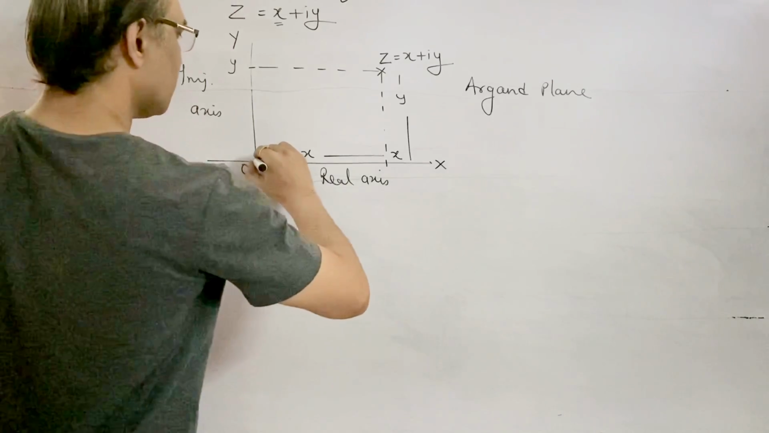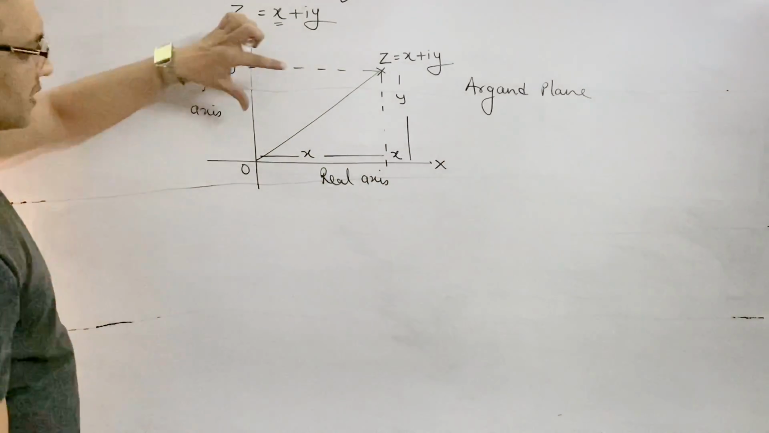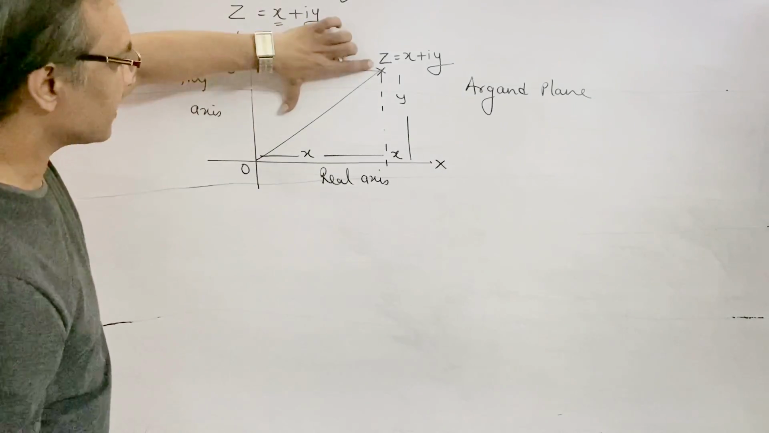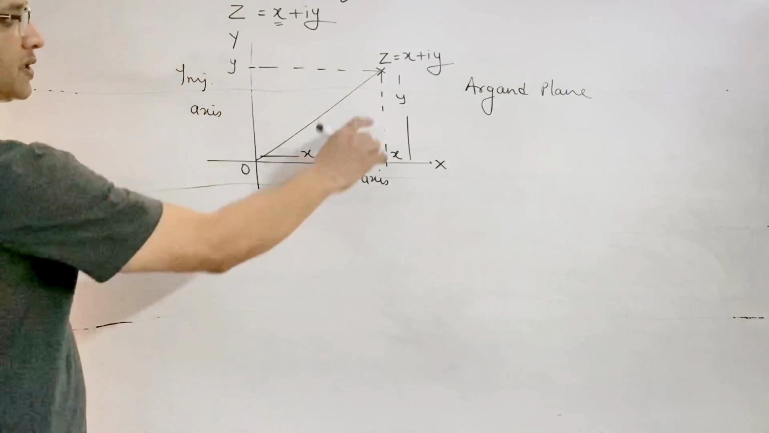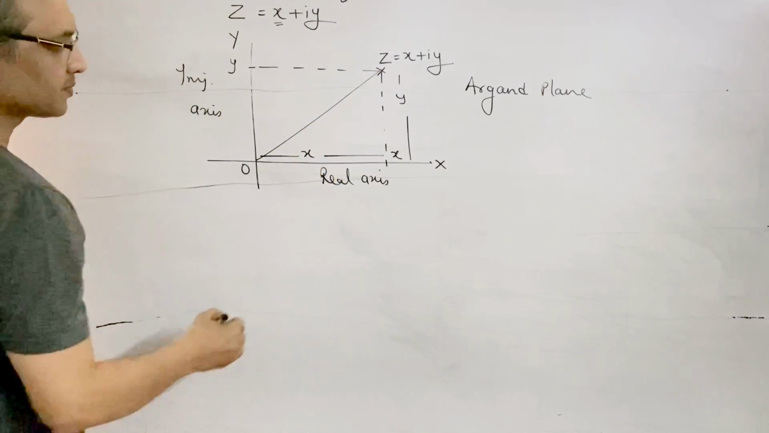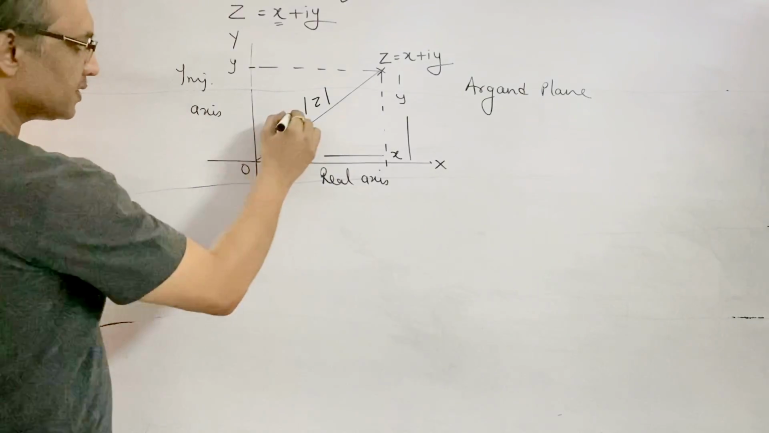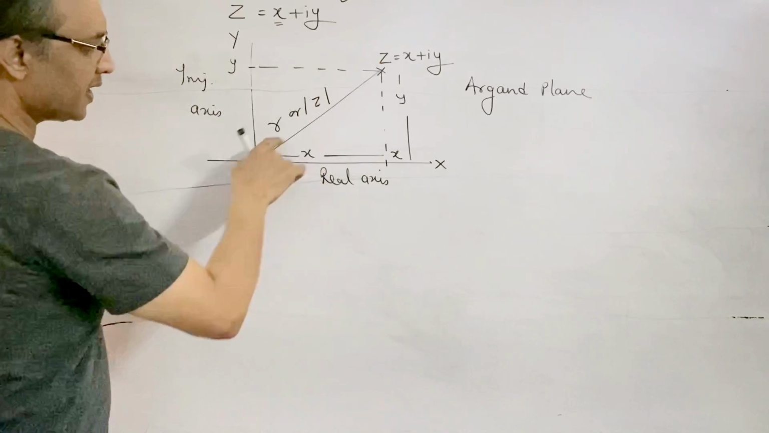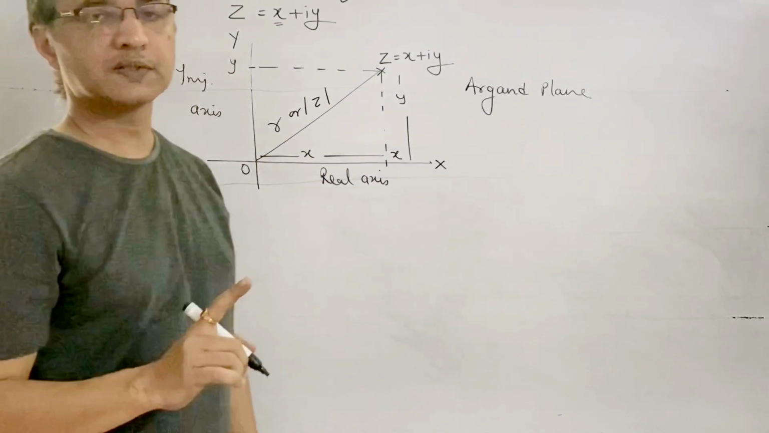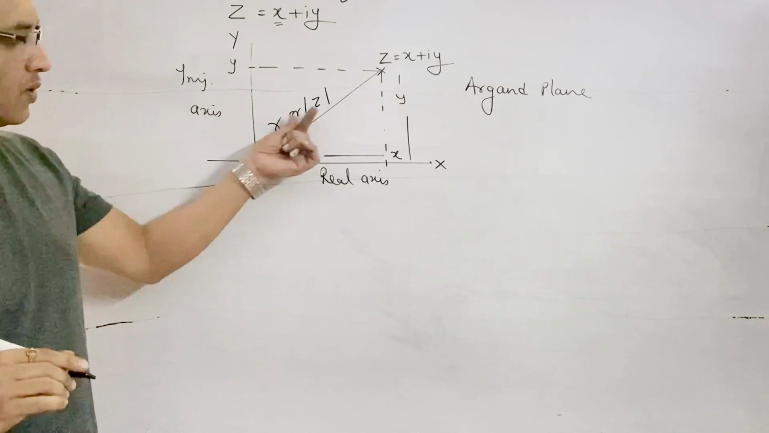Now we join the origin to this point. This whole distance O to z, the length of this distance, is called the modulus of this complex number z. This is denoted by mod z or r. This distance OZ is called the modulus of the complex number.